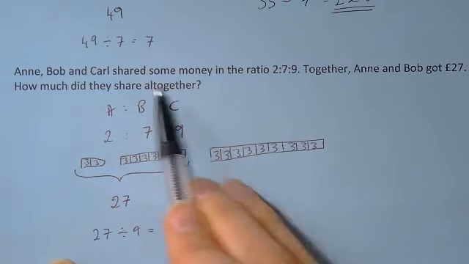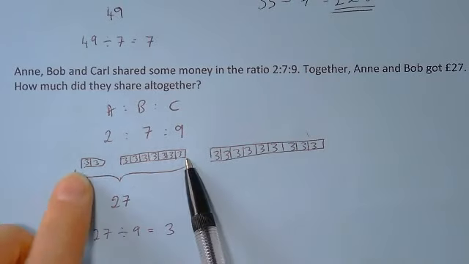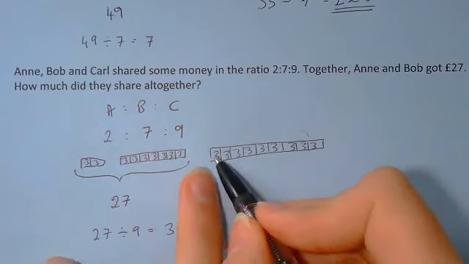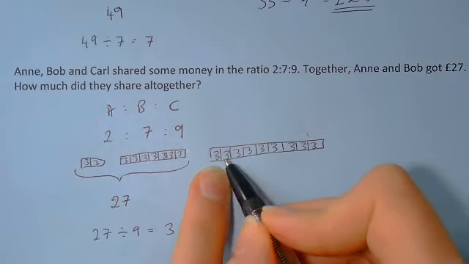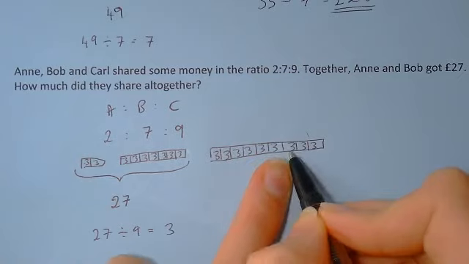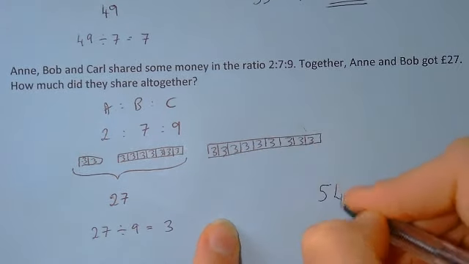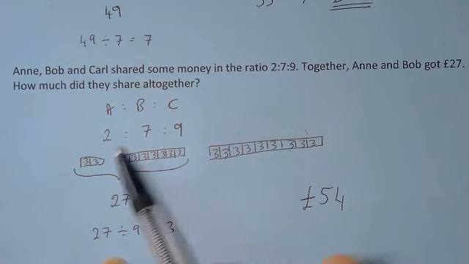Oh, what a lot of 3s. Right. How much did they share all together? Right, so it wants to know the total amount. Well, look, if I'm clever, I know that that's 27, don't I? So 27, 30, 33, 36, 39, 42, 45, 48, 51, 54.